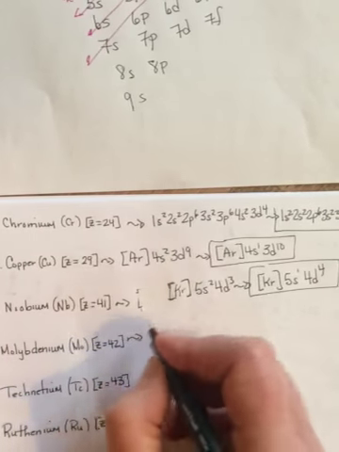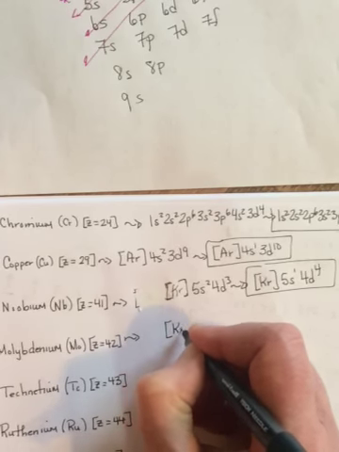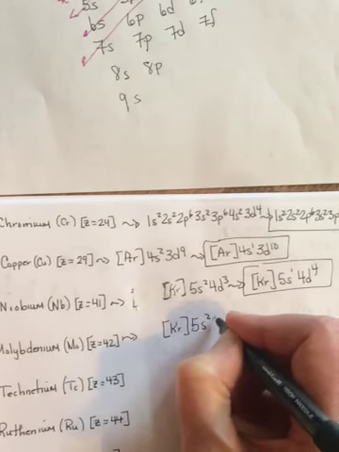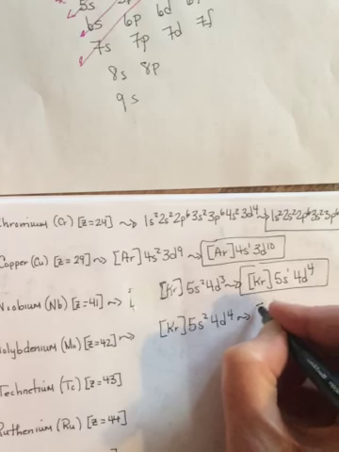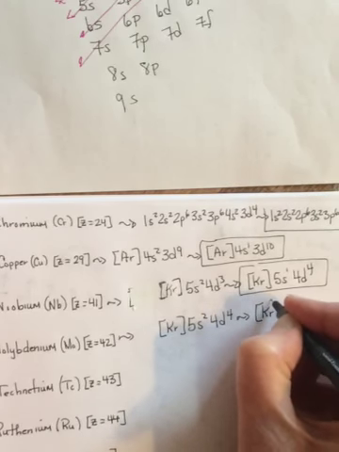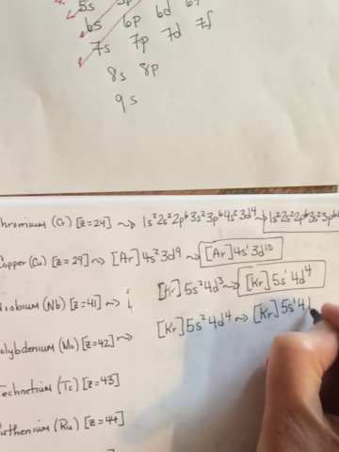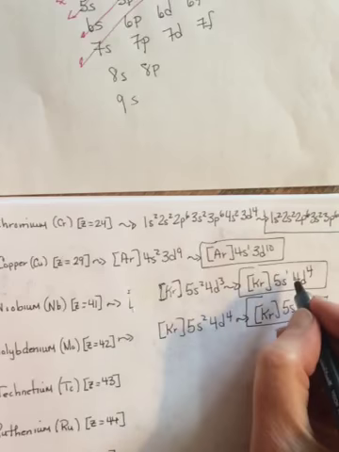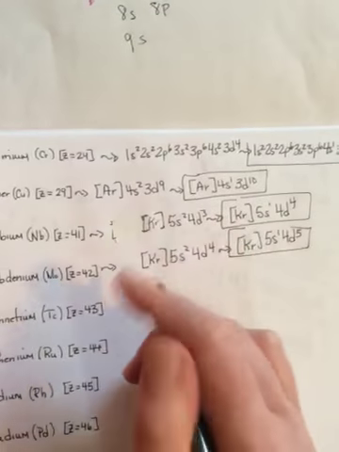Molybdenum, Mo, is 42. So krypton is its preceding noble gas. 5s2 4d4 because it just has 1 more than the previous. And this time it goes to 5s1 4d5. So the previous one is an exception to the exception. This is the expected exception.